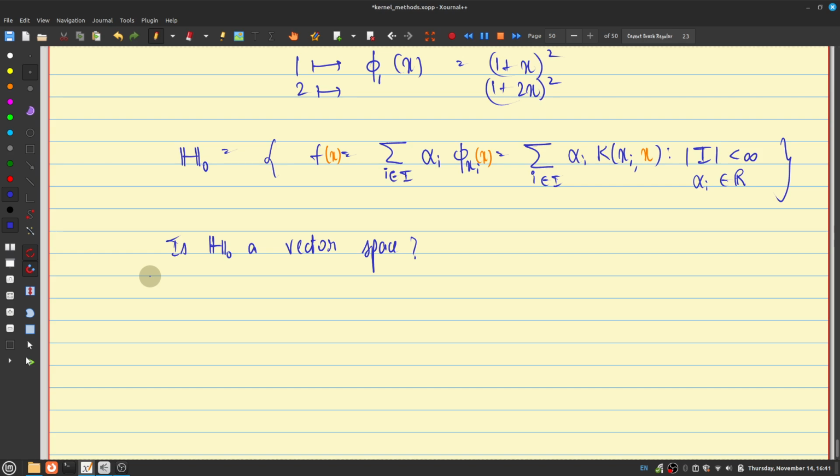Okay, so this H0 is a vector space, and that is fine. But what I need to now show is that it's actually a Hilbert space. So firstly, I have to define an inner product, right? And secondly, I have to show that it is also complete. In fact, we'll see that H0 is not necessarily complete. I need an extra step to transform H0, or in other words, add more points to H0 in order to make it complete. But we'll still see that H0 is a valid inner product space.